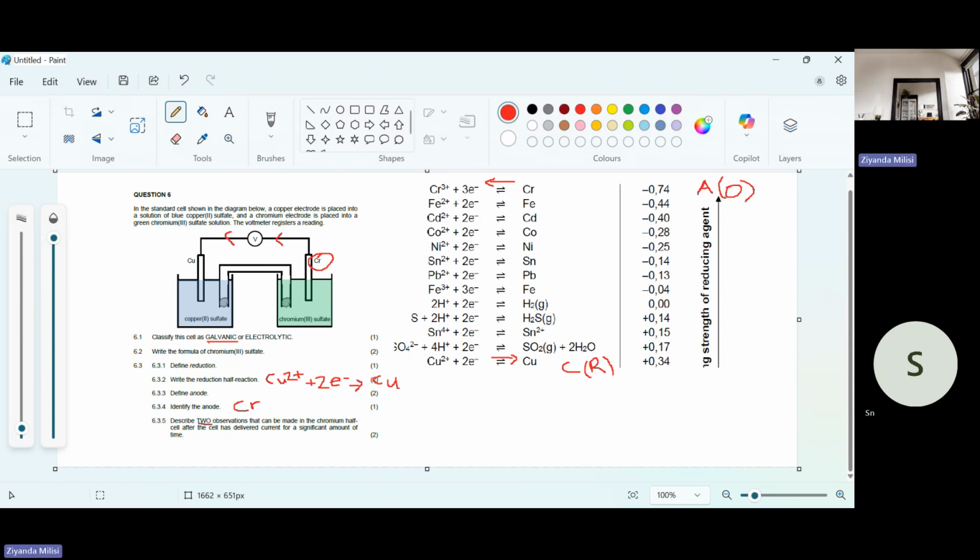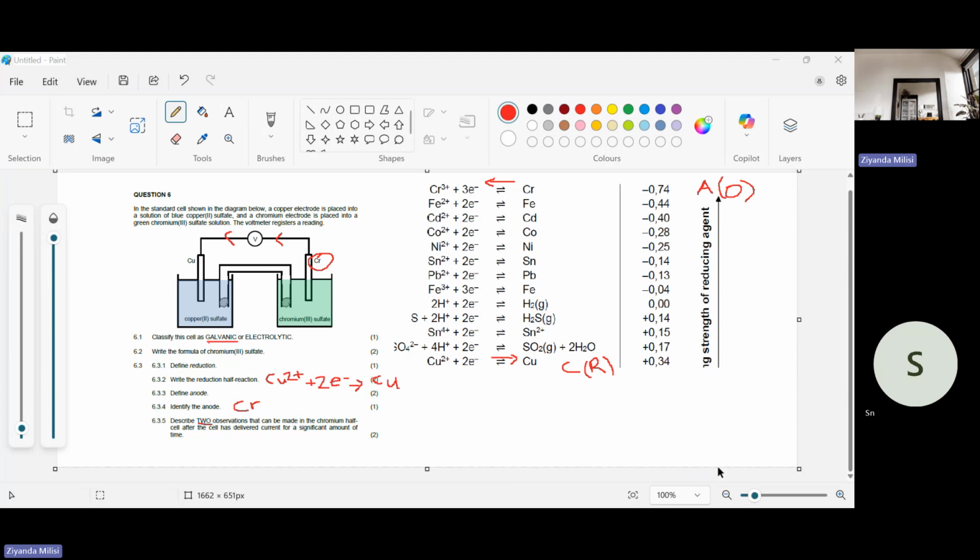Its mass will decrease because it's losing electrons. And then Cu will increase because it's gain of electrons. Yes, it will gain, but we must be specific about what will happen on the chromium side. So the chromium anode will lose mass. It will become smaller, or decrease in mass, however you are going to write it.